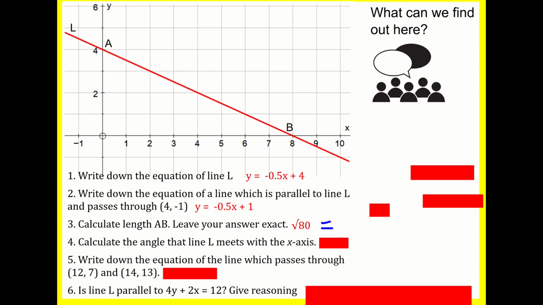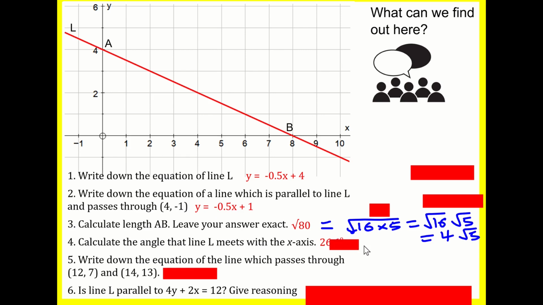as a surd. And I'm just going to remind you about that. So you can find the largest square number that goes into 80, and I think it's 16 times 5. You can write that as root 16 times root 5, and so it actually becomes 4 root 5. Now, fine if you wrote root 80 in this case, but be aware of simplifying surds as well.